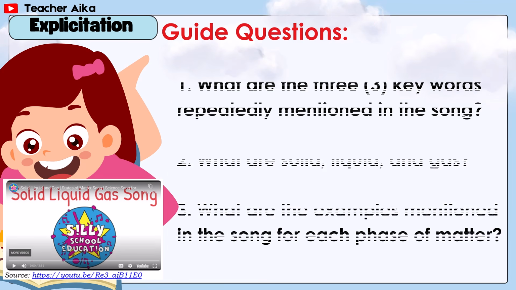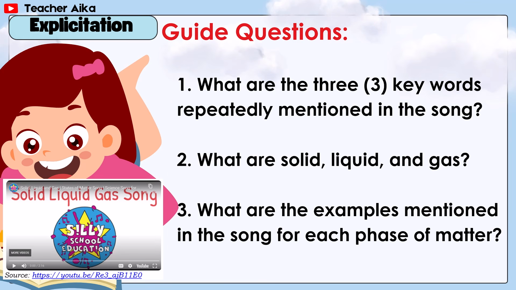Guide questions. Number 1, what are the 3 key words repeatedly mentioned in the song? Number 2, what are solid, liquid, and gas? And number 3, what are the examples mentioned in the song for each phase of matter? Share your answers to your classmates.